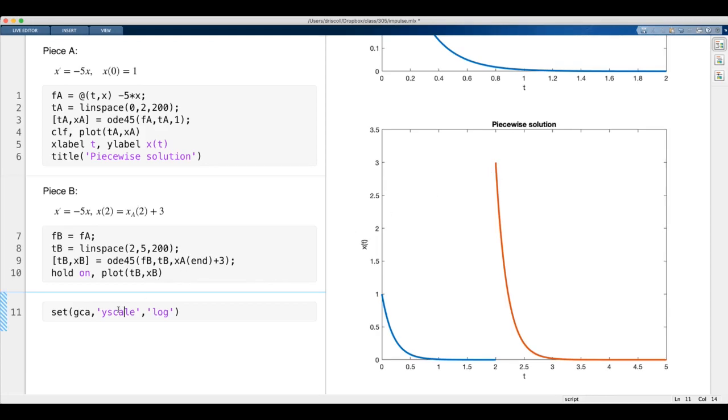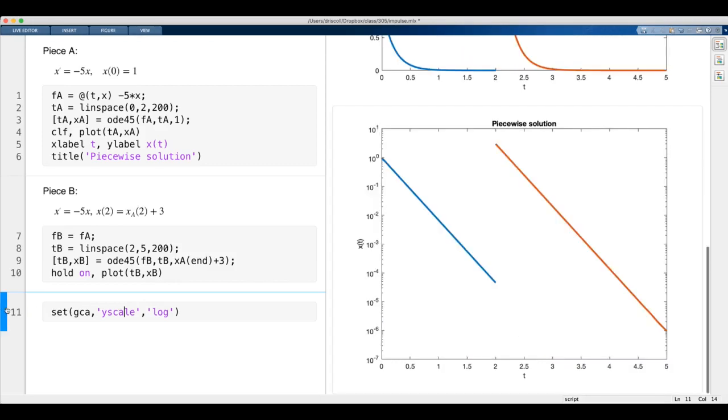It looks a little bit more transparent if you put this on a log scale, because of course exponential decay is just a straight line. So we have exponential decay, and all of a sudden you inject some more into the solution, but then it exponentially decays again after that.